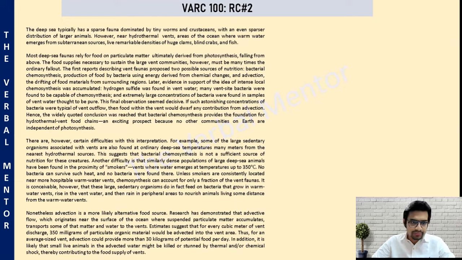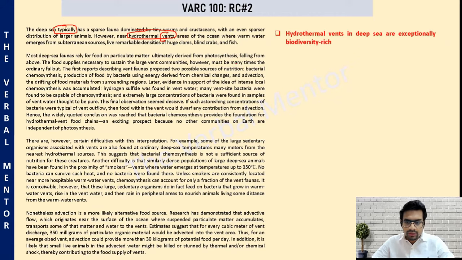Okay. However, near hydrothermal vents, areas of the ocean where warm water emerges from subterranean sources, live remarkable densities of huge clams, blind crabs, and fish. So typically, the deep sea does not have many large animals, but there is a special area within the deep sea, the hydrothermal vents, where there are large animals. Okay. So what is the paragraph summary? Hydrothermal vents in deep sea are exceptionally biodiversity rich. So they are exceptionally rich in biodiversity. Exceptional because typically deep seas do not have much fauna. Okay.